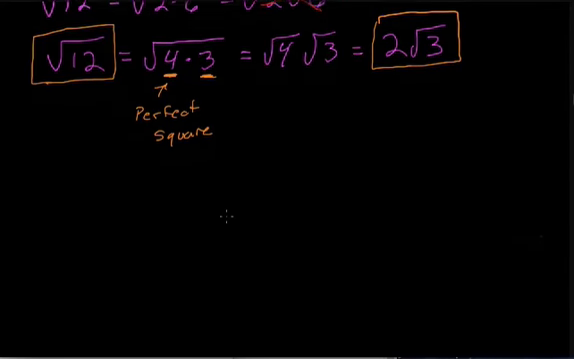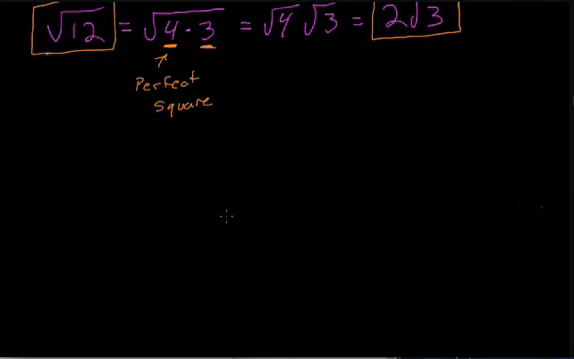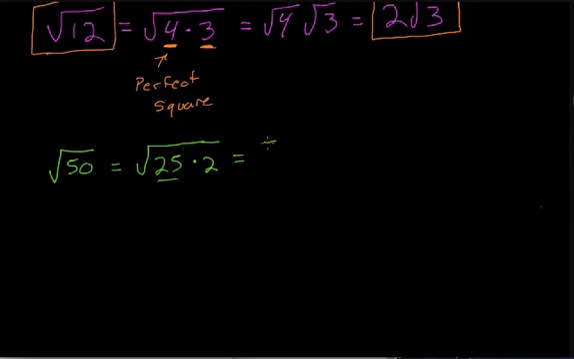So let's see if we can apply this to simplify some other expressions. Let's say we had the square root of 50. We can rewrite that as the square root of the product of 25 times 2. And we know that the square root of 25, our perfect square, is just 5. And we know the square root of 2 is an irrational number, so we'll leave that as the square root of 2. And so we've simplified the square root of 50 as 5 times the square root of 2.